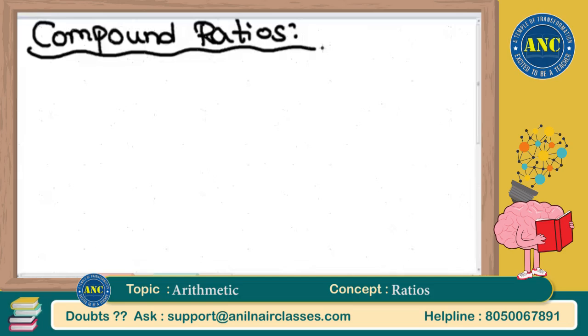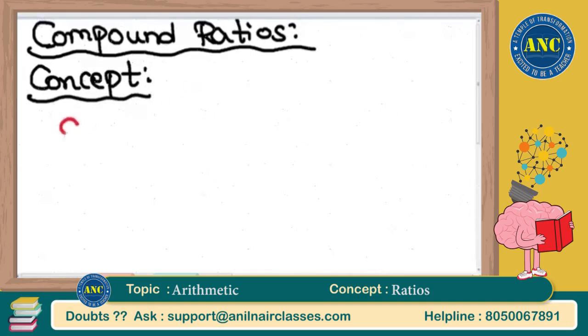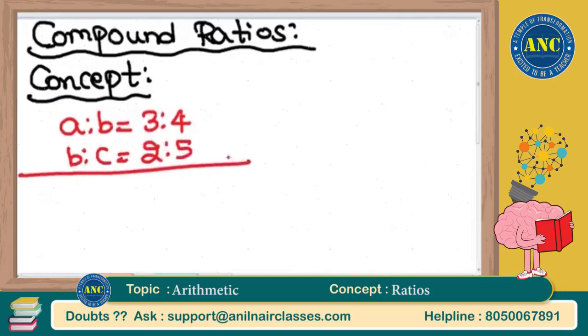Now, listen to this very carefully. This compound ratio concept I have already explained when I took the time and work class. But I am explaining it again, believing that some students are new to the class. Suppose A is to B is 3 is to 4, and B is to C is 2 is to 5. I want to find A is to B is to C. This is just the concept we are learning right now. We will see the application part of it in today's class.